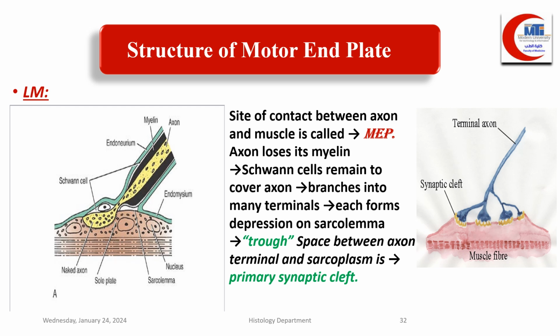Here we hear new expressions. What is the meaning of sarcolemma and sarcoplasm? Let's talk about sarcolemma. Sarcolemma means the cell membrane of the muscle fiber. What about sarcoplasm? That means the cytoplasm of the muscle fiber.